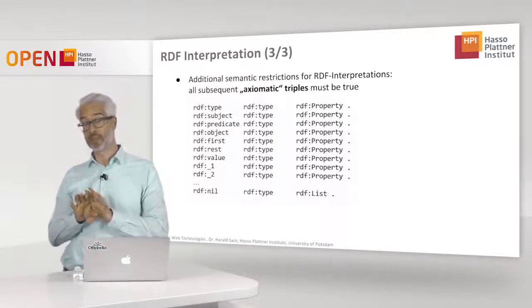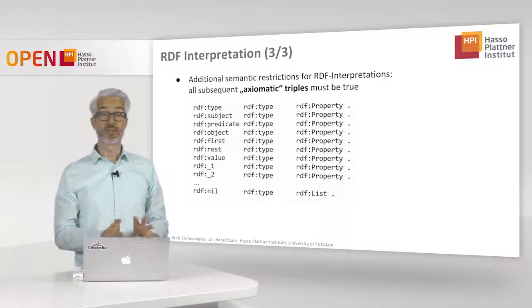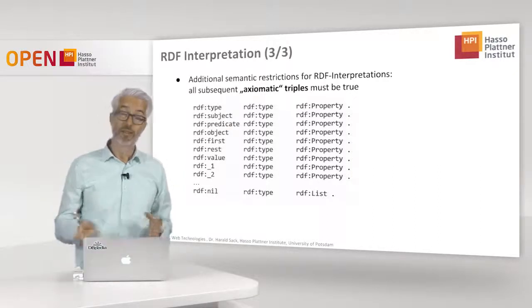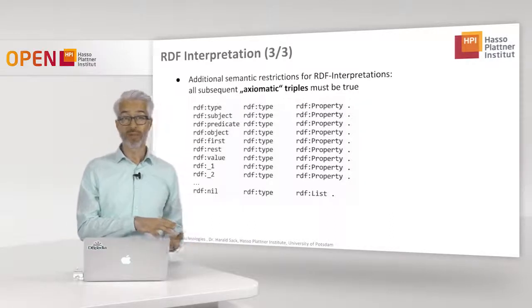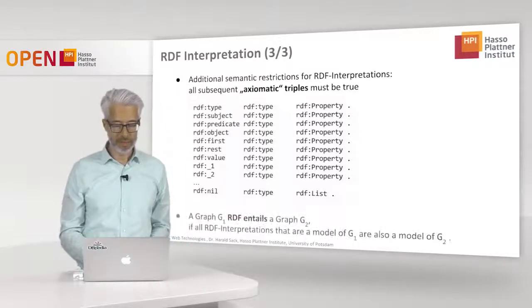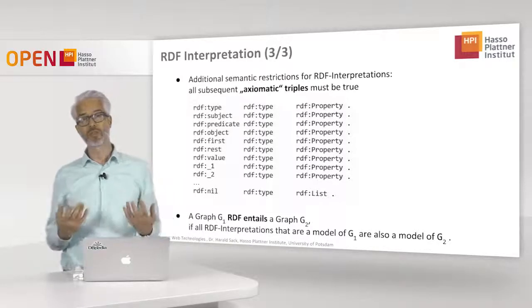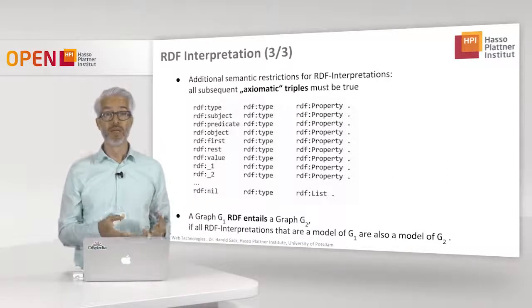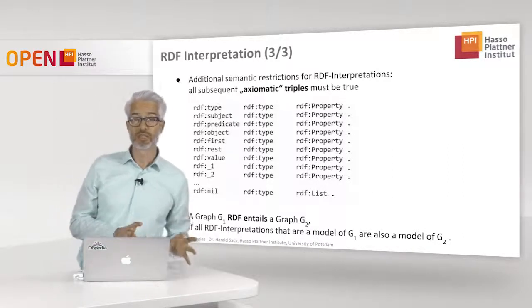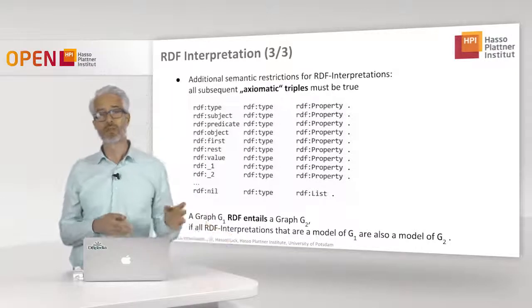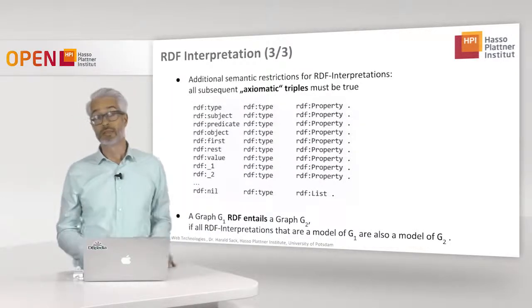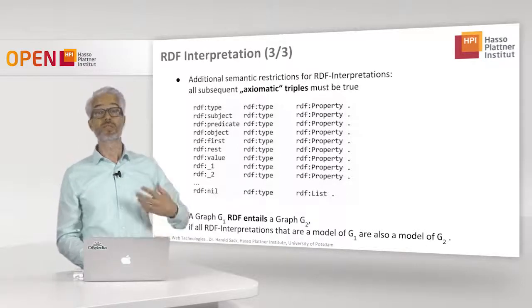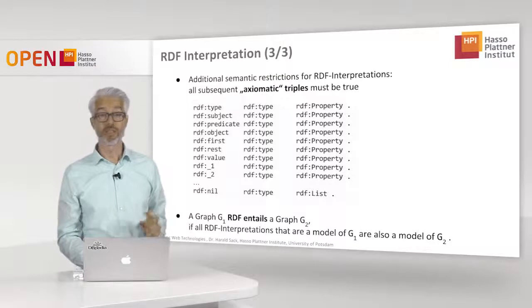Okay, so these are axiomatic triples, and they must all be true. So they hold. And together with the three conditions we had beforehand, they form the so-called RDF interpretation. And now for the entailment function, a graph G1 RDF-entails another graph G2 if all RDF interpretations that are models of G1 are also models of G2. So you see, RDF interpretation is rather simple, because more than that for reasoning over RDF is not required.